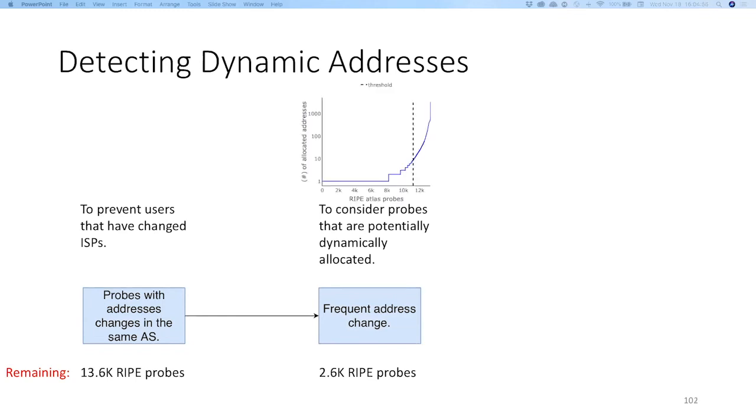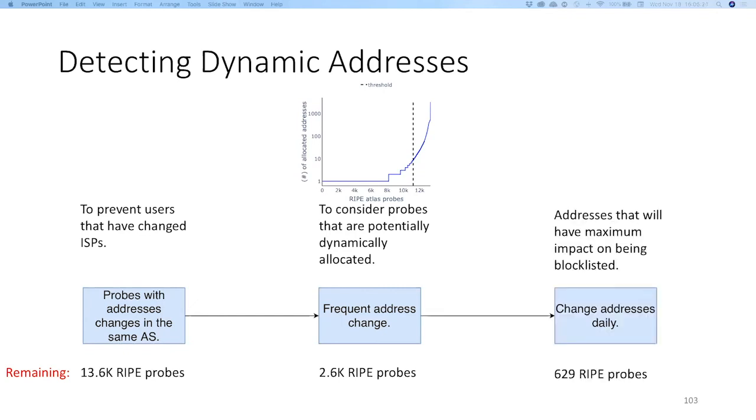Now, if you look at this graph, the x-axis shows all the probes, and the y-axis shows the total number of addresses that are allocated during the monitoring period. We estimate the knee of the graph to determine probes which actually change their addresses very, very frequently. The knee points to about 8 addresses. Once we apply this filter, we are left with around 2,600 RIPE Atlas probes.